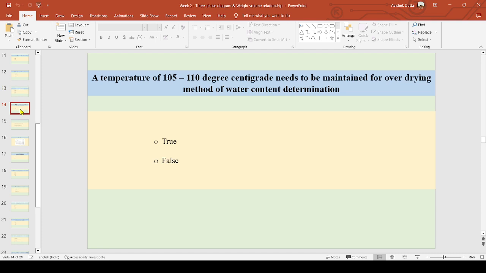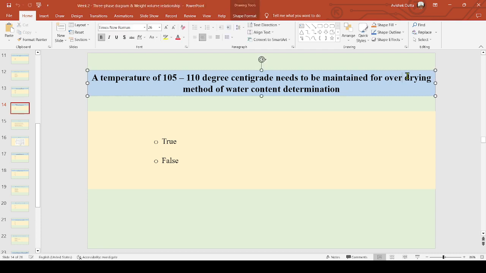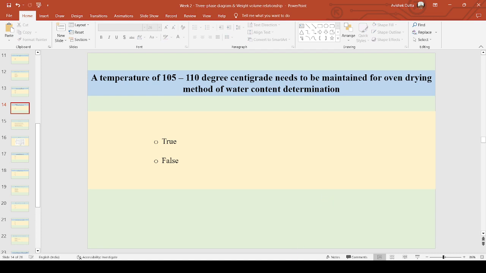Another true false statement. A temperature of 105 to 110 degrees centigrade needs to be maintained for oven drying method of water content determination. This is oven actually, not over. Is this statement true or false?